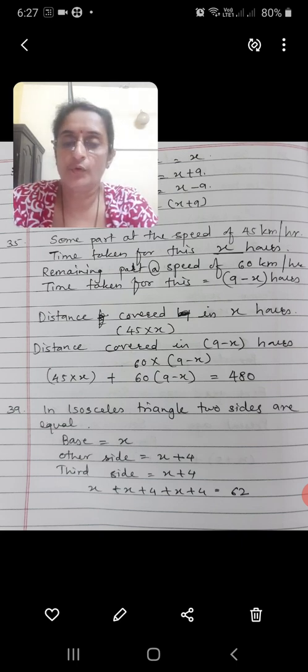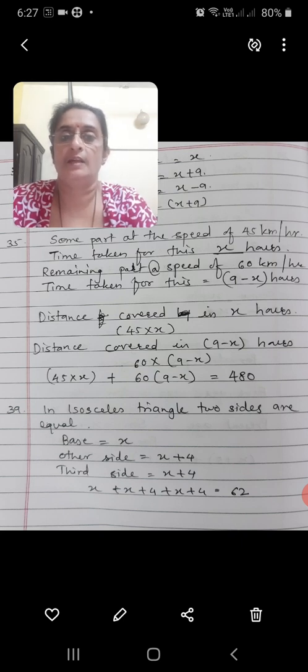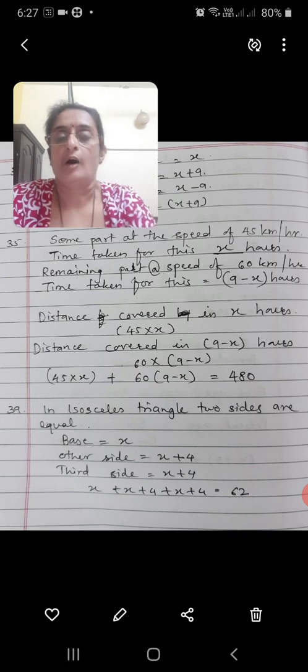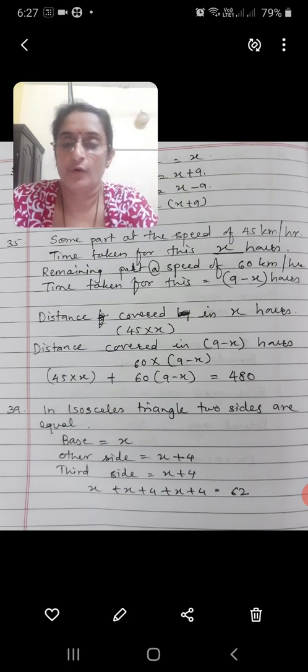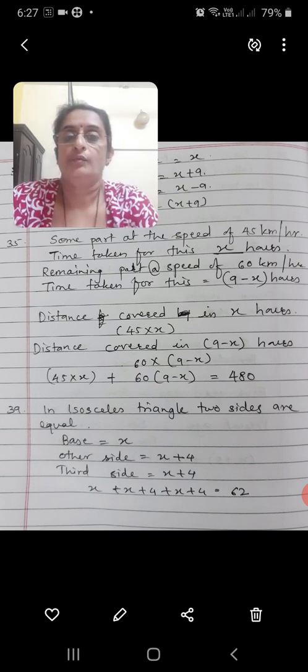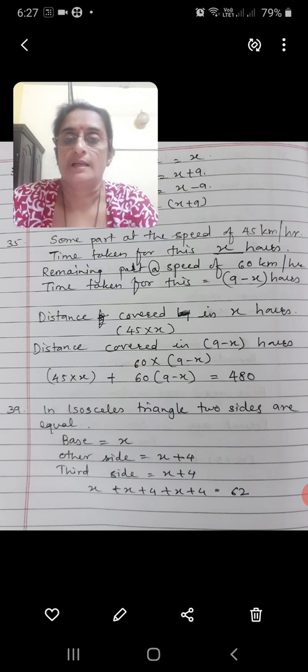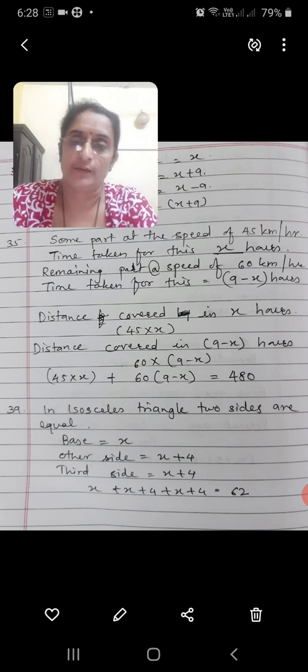For first few hours, he has traveled at the speed of 45 kilometers per hour. And after that, he has traveled at the rate of 60 kilometers per hour. Fine. Now, how much has he traveled? He has traveled for 9 hours. Fine. So, we don't know how many hours he has traveled at the speed of 45, and how many hours at the speed of 60. So, what we'll do? We'll consider that he has taken x hours at the speed of 45 kilometers.